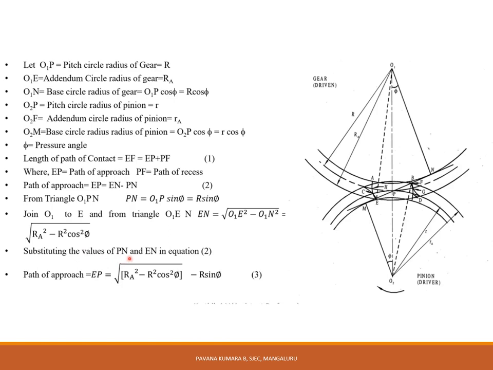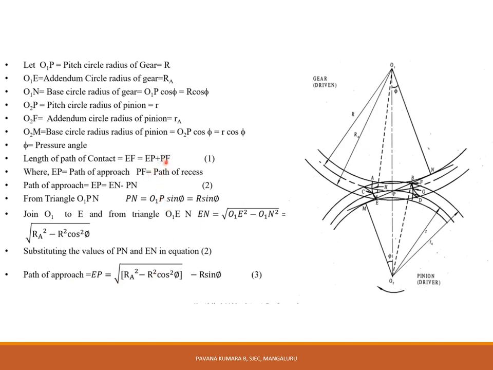So substitute Pn and En. We already found En as well as Pn. Substitute back into this equation, then you will get the path of approach. So in the same equation, this equation minus R minus sin phi, you will get the path of approach. Similarly, find the path of recess.